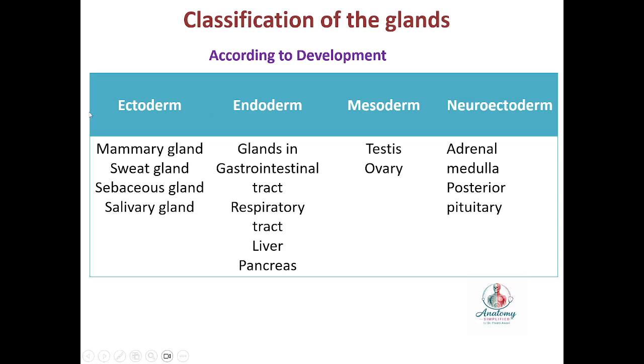According to development also, we can divide glands into various types. Few glands are ectodermal in origin, like mammary gland, sweat gland, sebaceous gland, salivary gland. Few glands are endodermal in origin, such as glands of the gastrointestinal tract, glands of the respiratory tract, liver, and pancreas. Testes and ovary are mesodermal in origin. They are also glands, as they secrete hormones like testosterone, estrogen, progesterone. Some glands originate from neuroectoderm, such as adrenal medulla and posterior part of pituitary gland.